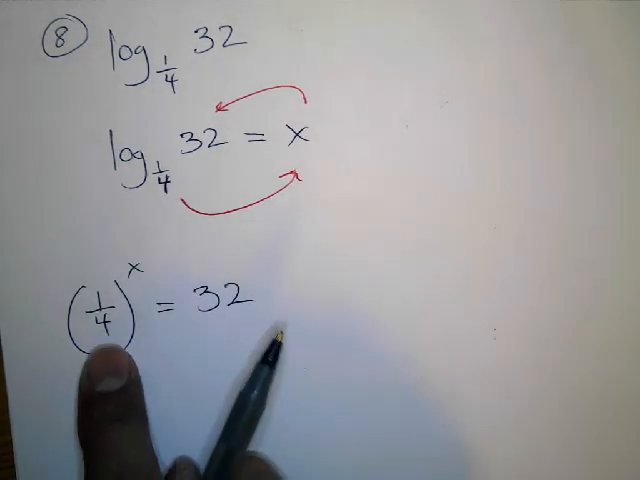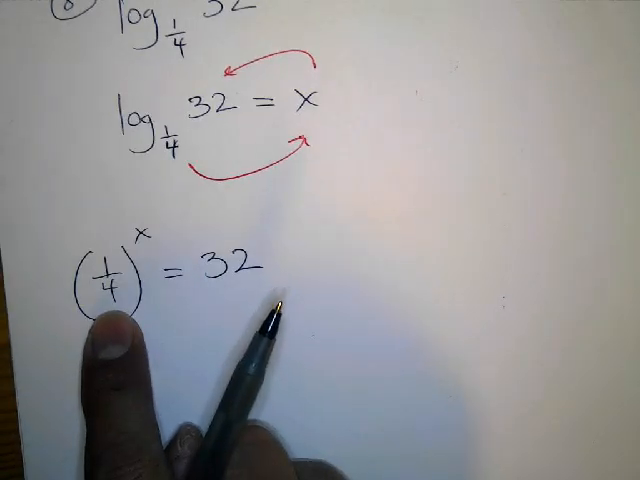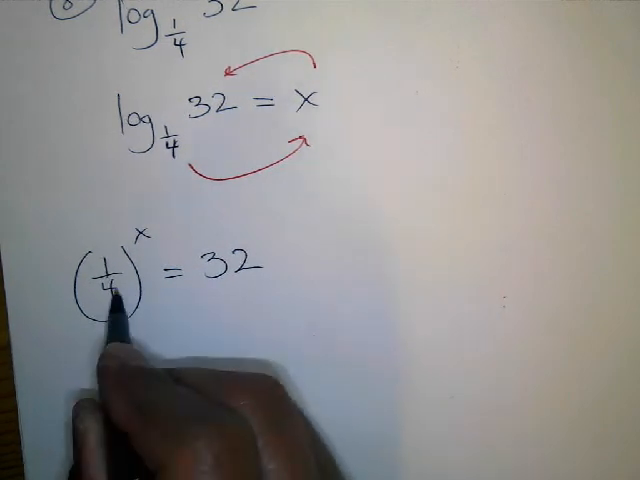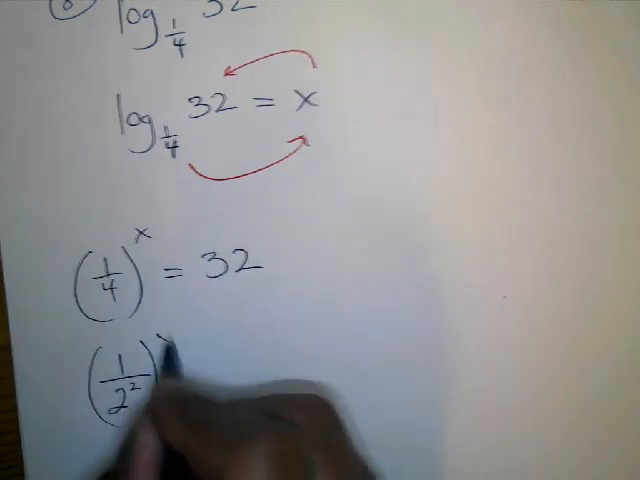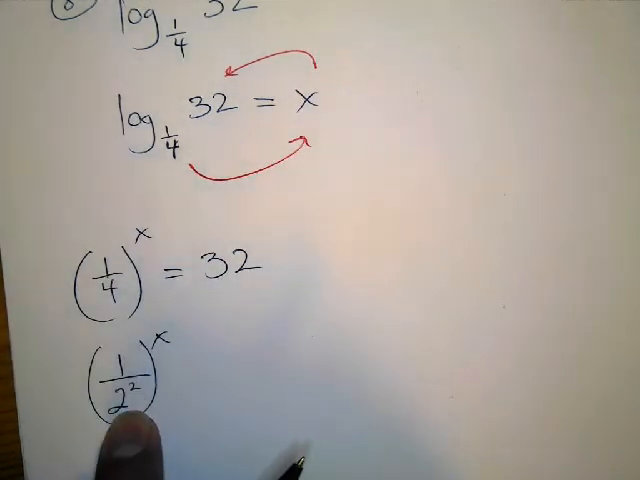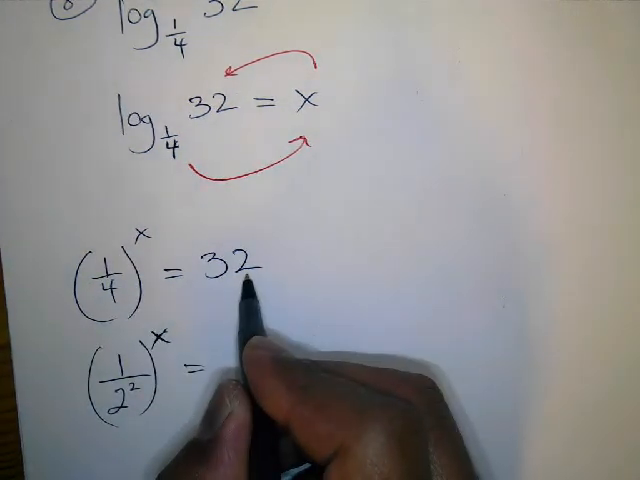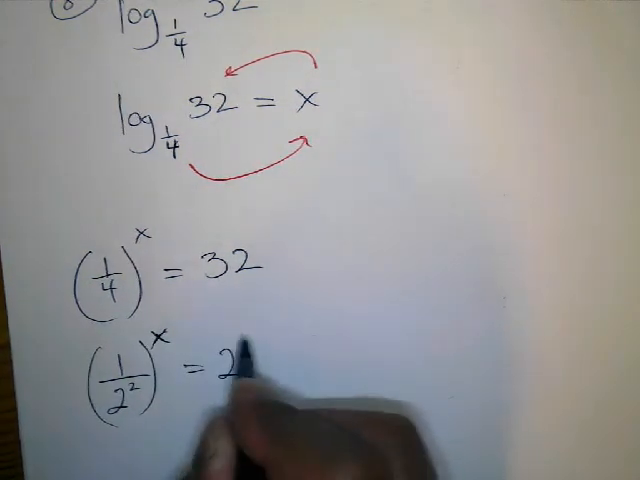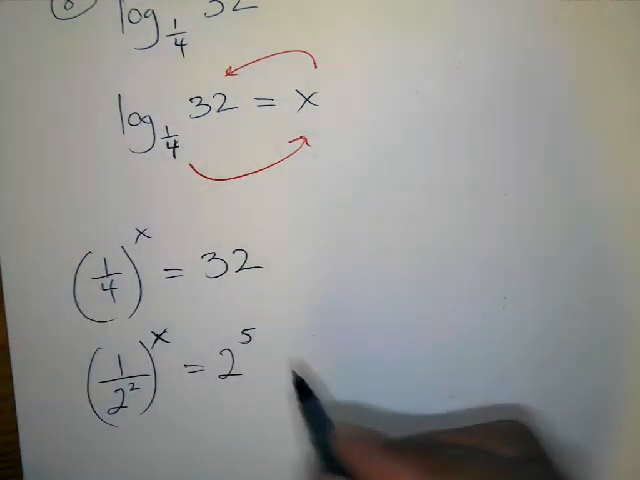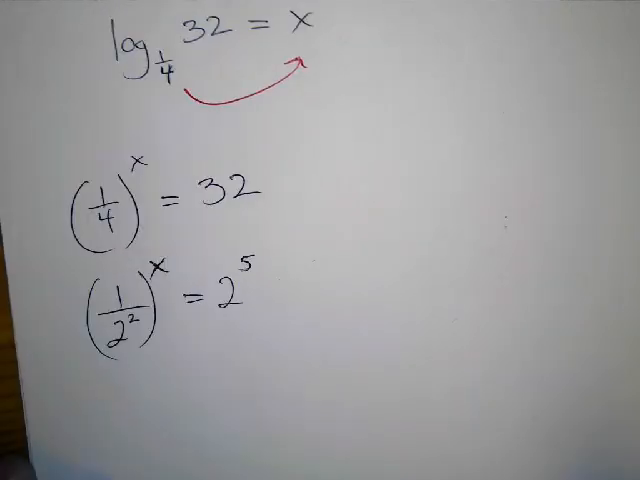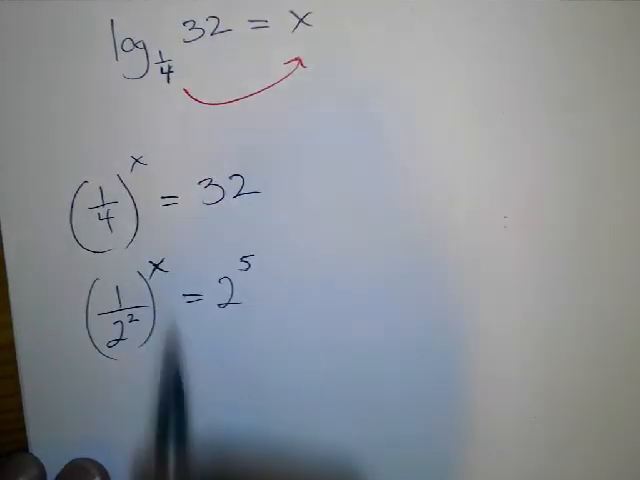Oh, we just saw something like this. We cannot write 32 with a base of 4, but remember 2 can be the common base here. So that's going to be 1 over what? 2 squared for 4, right? This 4 becomes 2 squared. 2 squared is 4. And 32 is what? 2 to the power of 5.